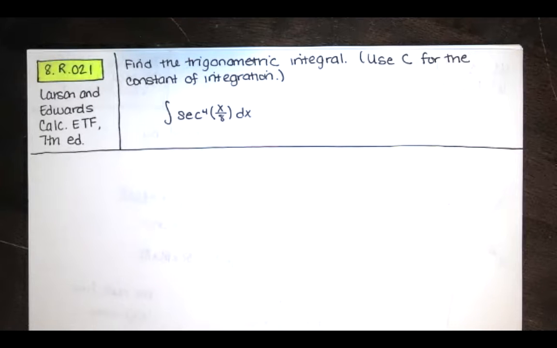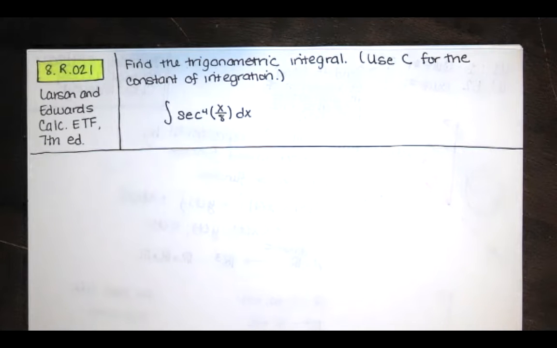In this video, we solve problem 8.R.021 from the Larson and Edwards Calculus Early Transcendental Functions text, 7th edition. We're asked to evaluate the trigonometric integral, and we're asked to use capital C for the constant of integration. So I've got a secant to the fourth of x over 8.